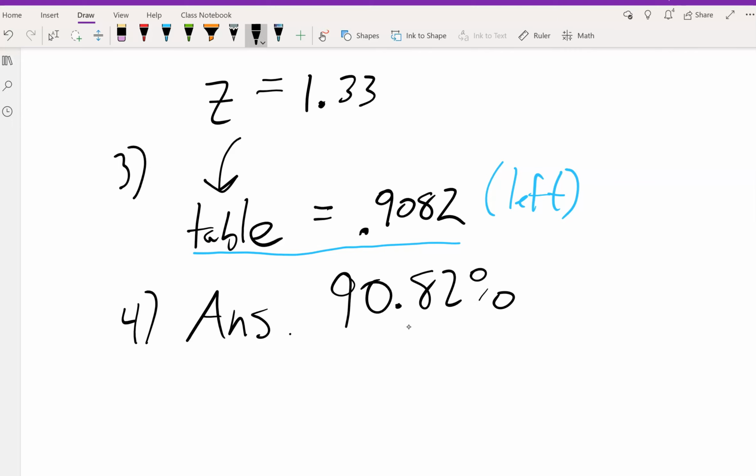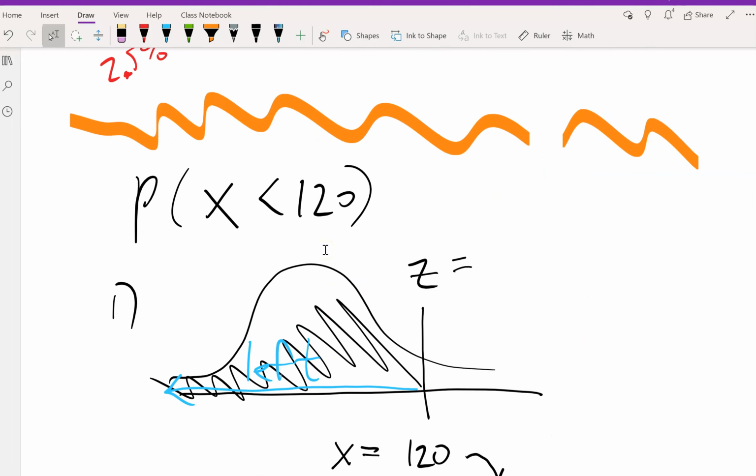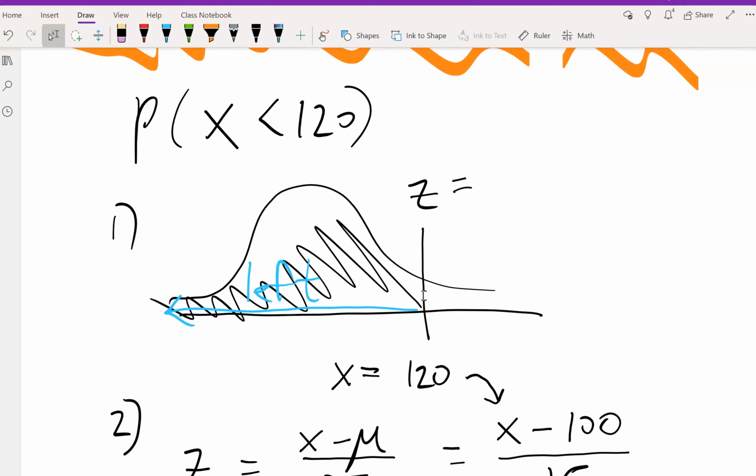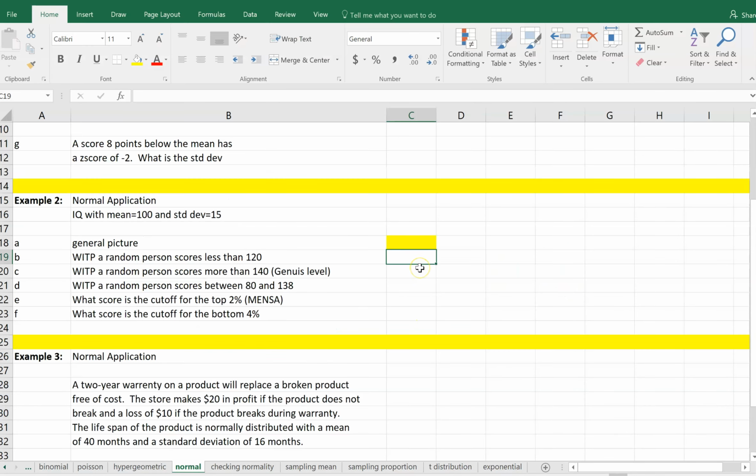90.82%. Nice. So there's a 90% chance that somebody's going to score less than 120 on this IQ test. So if somebody needed to know this for research, I could easily give it to them. What are the odds somebody's going to score less than 120? 90.82%. That is my answer. So I'll have a little answer column here. I'll start to build.